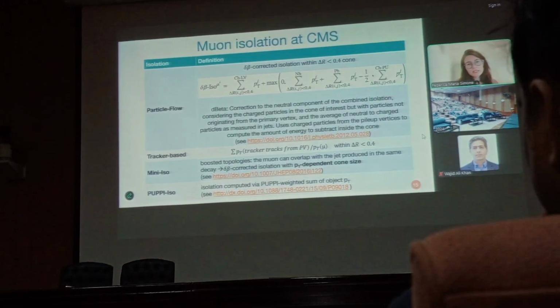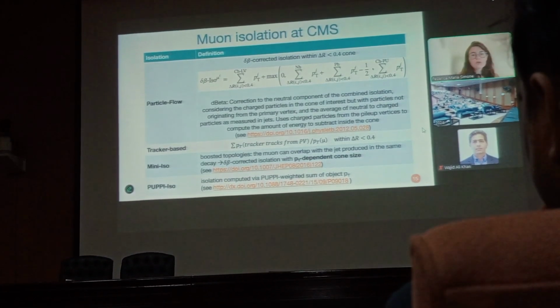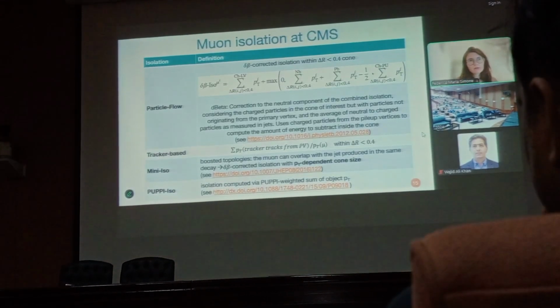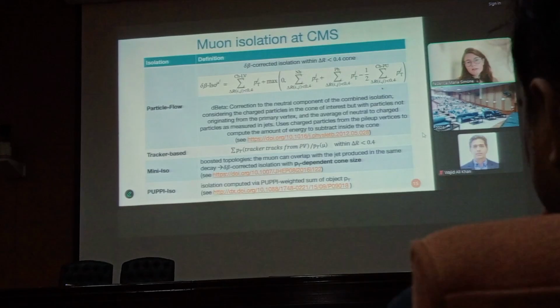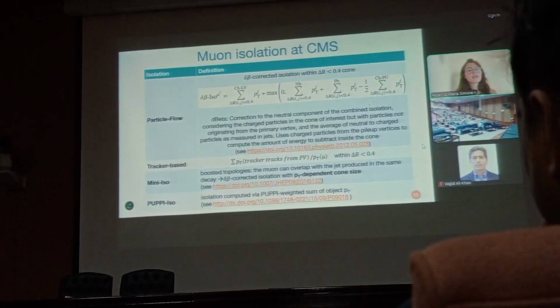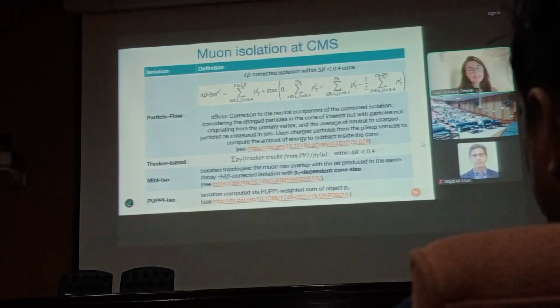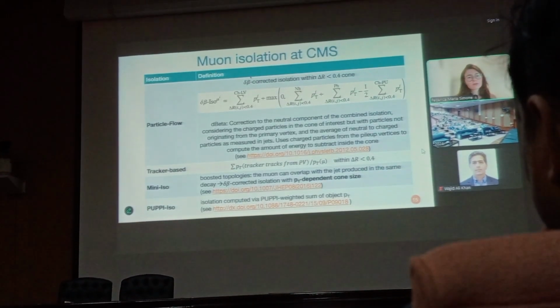So this is making, let's say, on average, the charged to neutral particle contributions in jets. So you subtract this to take out the pile-up, and you can see more details here in the paper. This is called delta beta correction.